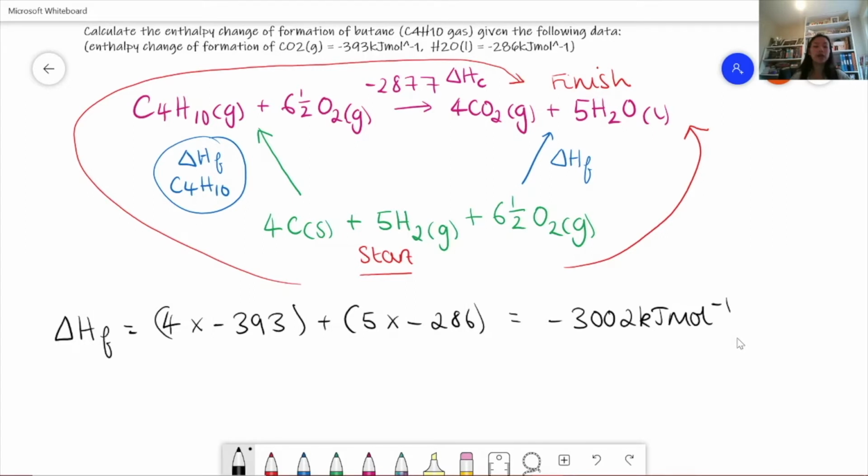So we know that if we go this way around, we have this as an enthalpy change. That means that if we go this way around, it has to also be equal to this. So if we call this x, we now know that x minus 2877 has to equal minus 3002. And now we can just rearrange to find x. So x comes out to be minus 125 kilojoules per mole.